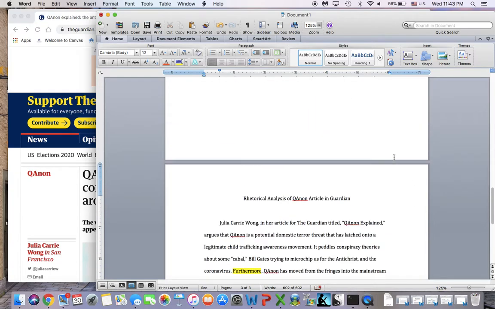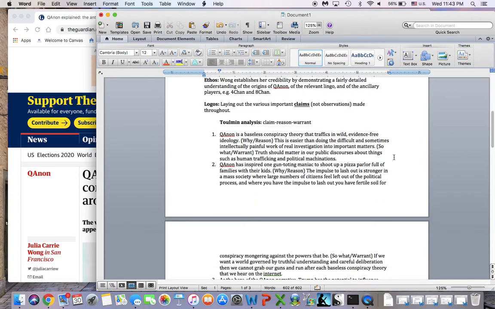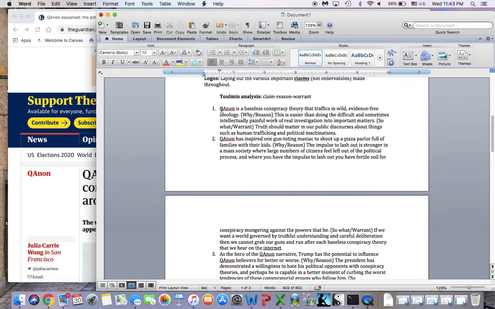Now we can start building our paragraphs. And you see, since we did the Toulmin analysis, we actually have more to work from now. We actually have several sentences for each claim. So let's see which one would work best as our first body paragraph. We have QAnon as a baseless conspiracy, its inspired gun-toting maniac, as the hero of the QAnon narrative. I actually kind of like the order that we came into those, so I'm going to keep them in that order.